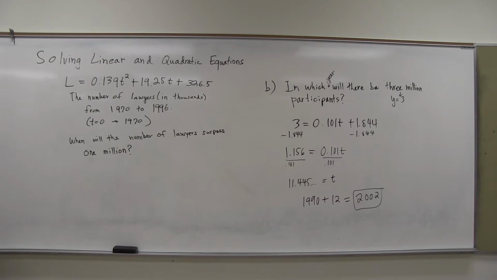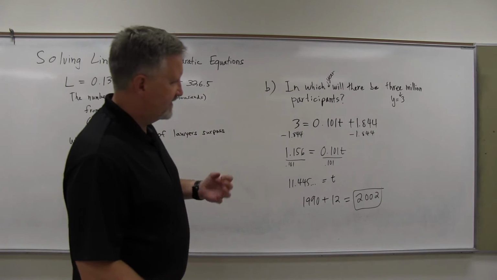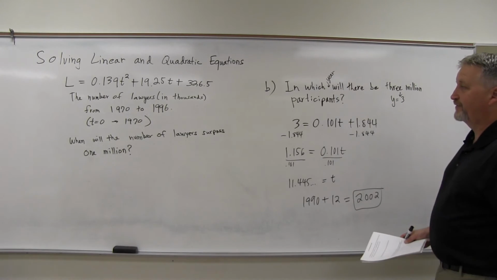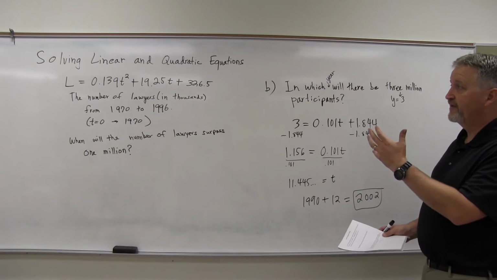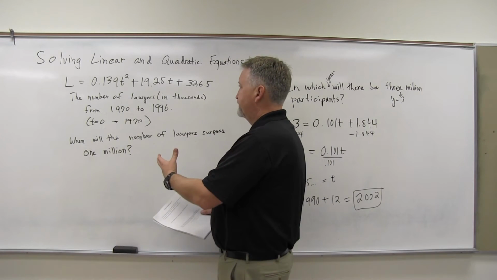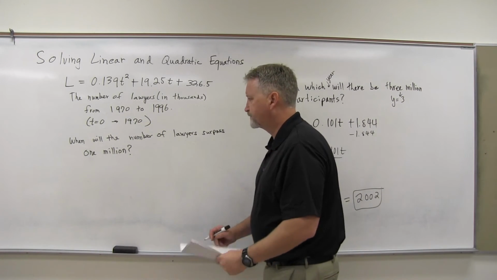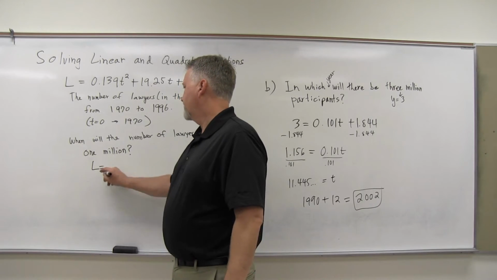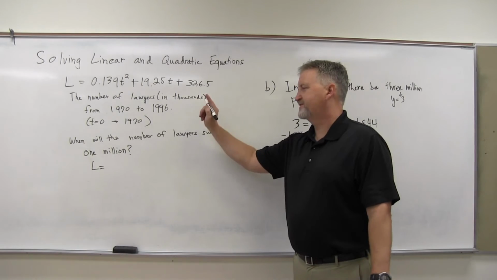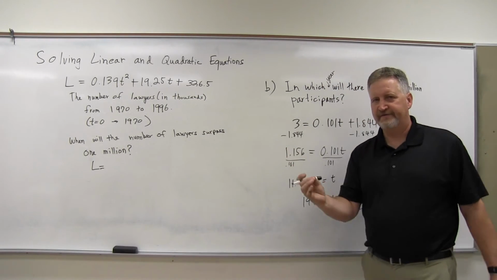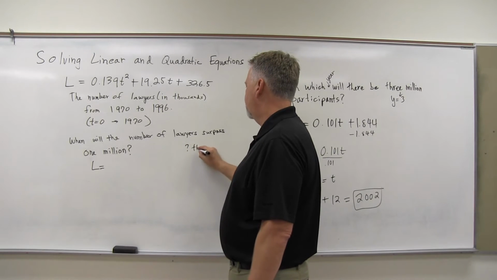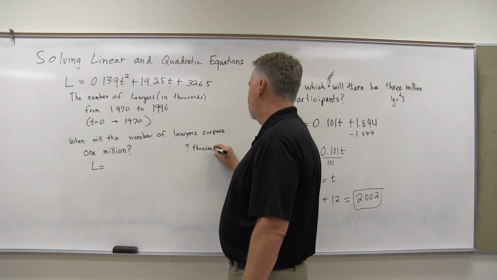Yeah, so this one's maybe even a little more tricky than the B part, because the number of lawyers is in thousands. I've got the L value, but in this case, L is not going to be 1 because the number of lawyers is in thousands. So how many thousands is 1 million?